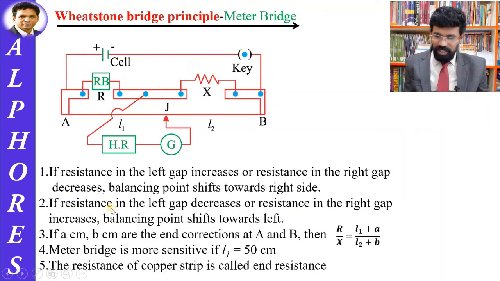And see the second conclusion: if resistance in the left gap decreases or resistance in the right gap increases, balancing point shifts towards left, opposite to the first conclusion. Okay, and the third one is, if a centimeter, b centimeter are the end corrections at A and B, then R by X is equal to (L1 plus a) by (L2 plus b).